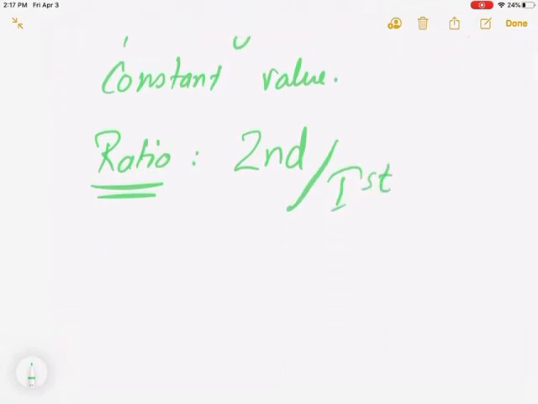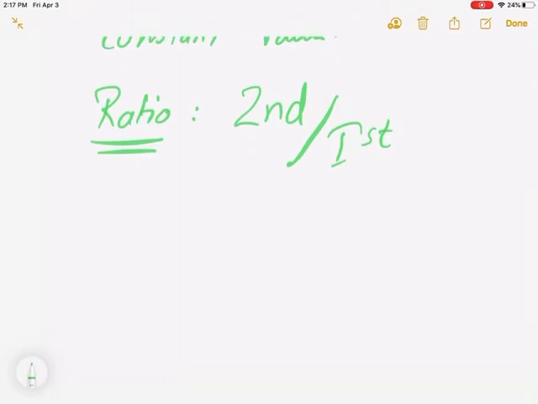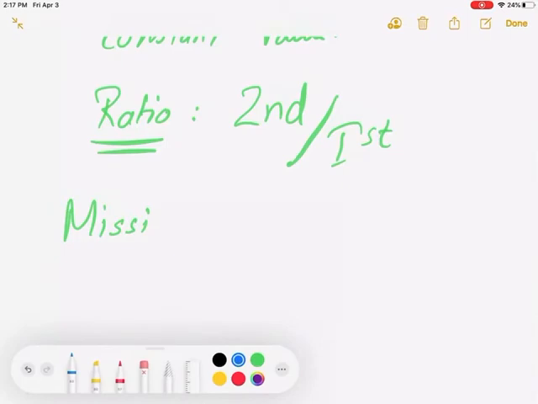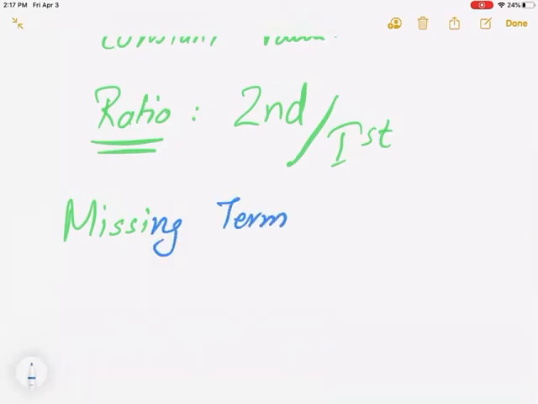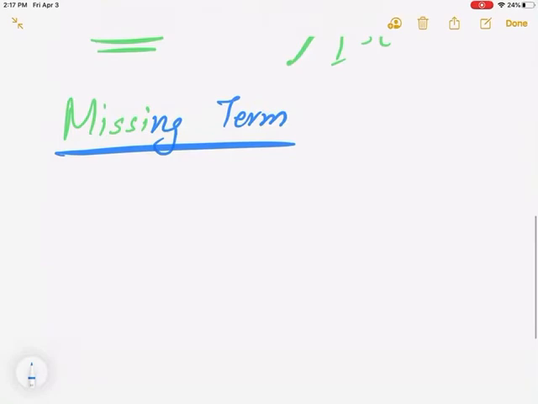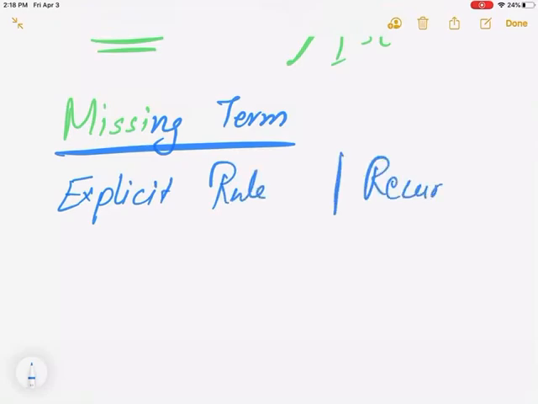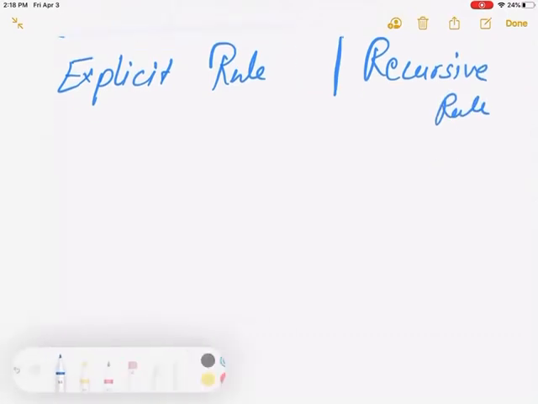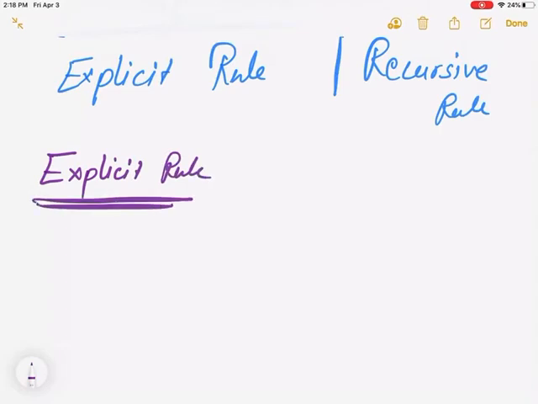Just like arithmetic, we do have an explicit and recursive rule to find missing values. In order to find missing terms of a sequence, we have two different ways to do that: the explicit rule and the recursive rule. Let's try focusing on the explicit rule first. Just like arithmetic, I didn't give you the equation right away.